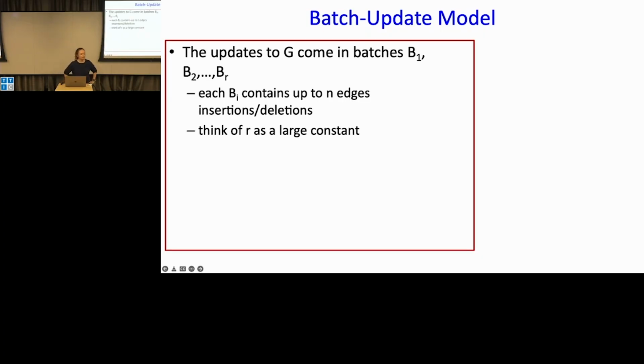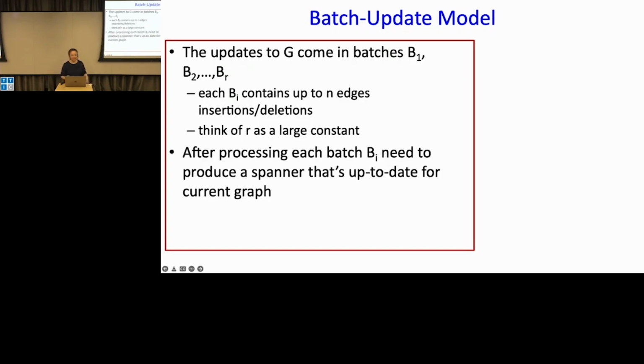And this trick is to use an intermediate model called the batch update model. So what is this batch update model? Now, instead of the updates coming one by one, they come in batches. And the number of batches is not so huge. It's R, which is going to be some large constant. But in every batch, there could be any number of updates, maybe 1 and maybe n.